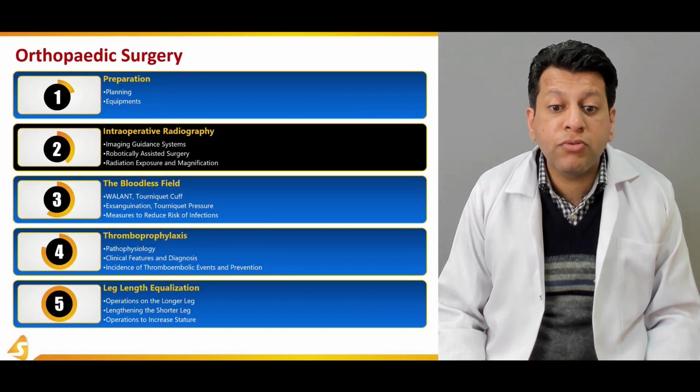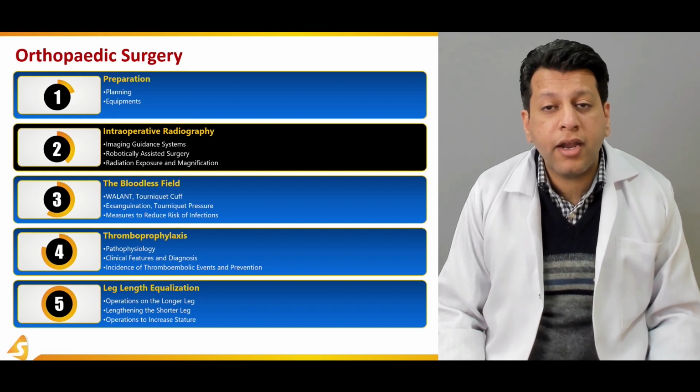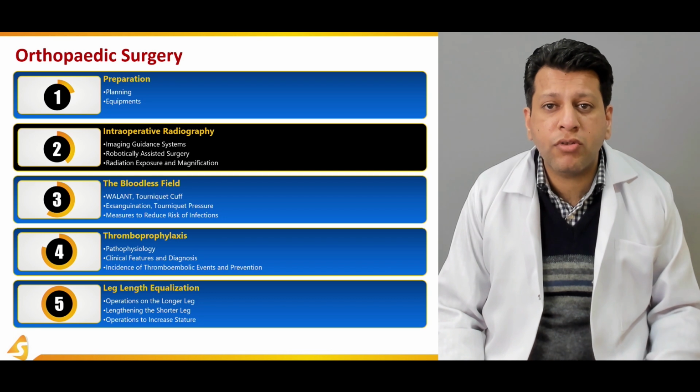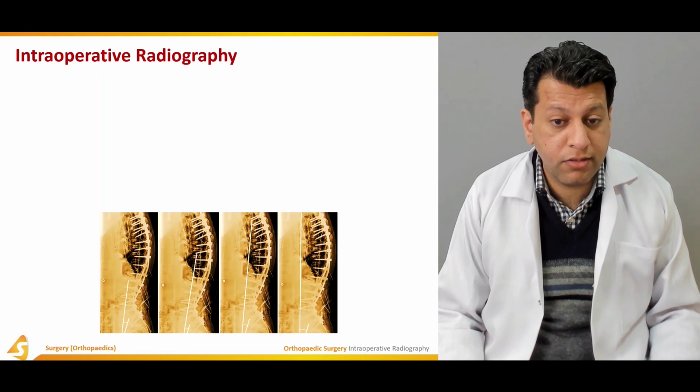In this section, we'll be going through the image guiding systems which are usually utilized, robotic surgery, and briefly discussing the consequences of the use of too many X-rays or fluoroscopy in the theater, that is, the radiation exposure.